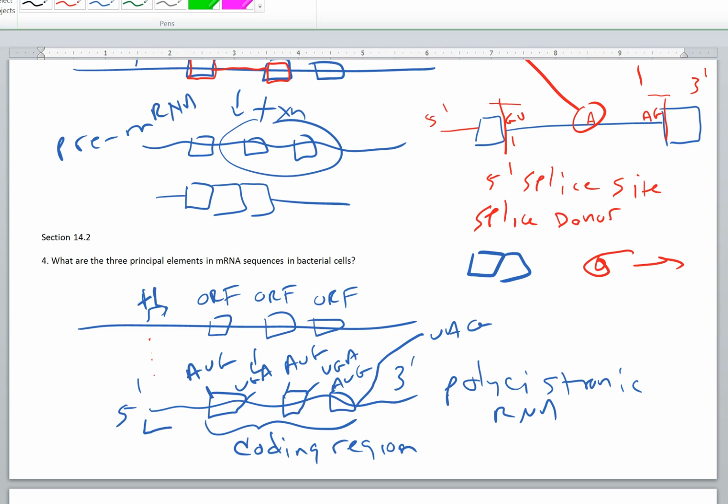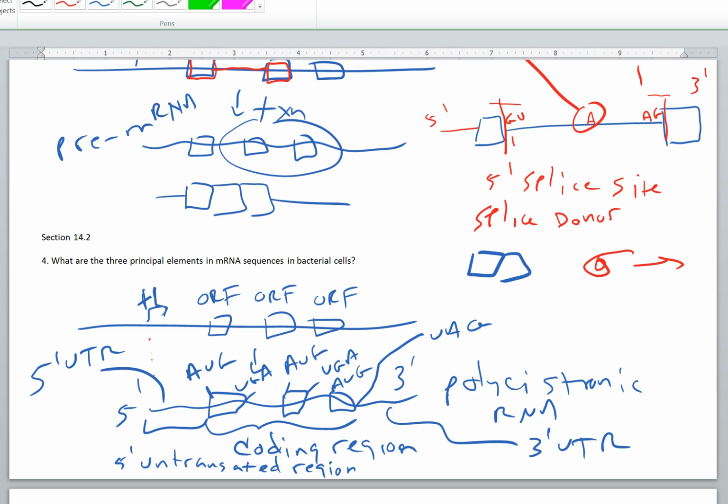So this region up here doesn't get translated, and so that's called the 5' untranslated region. So that's the 5' UTR, and that is the 3' UTR. So the official answer in the book is the 5' untranslated region, the protein coding region, and the 3' untranslated region.